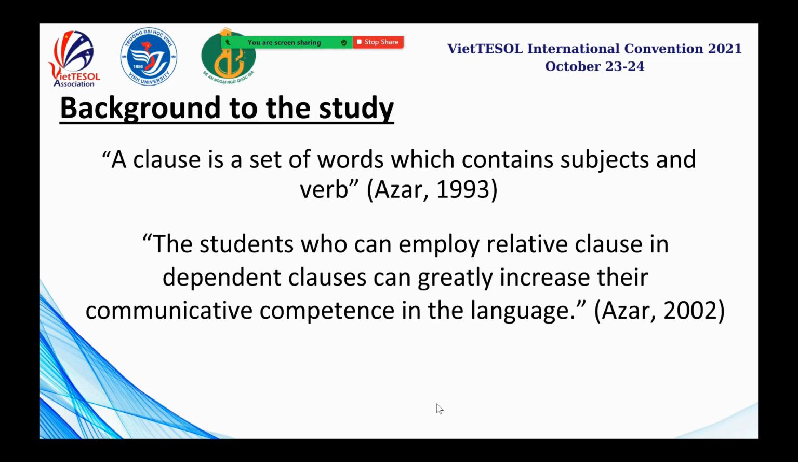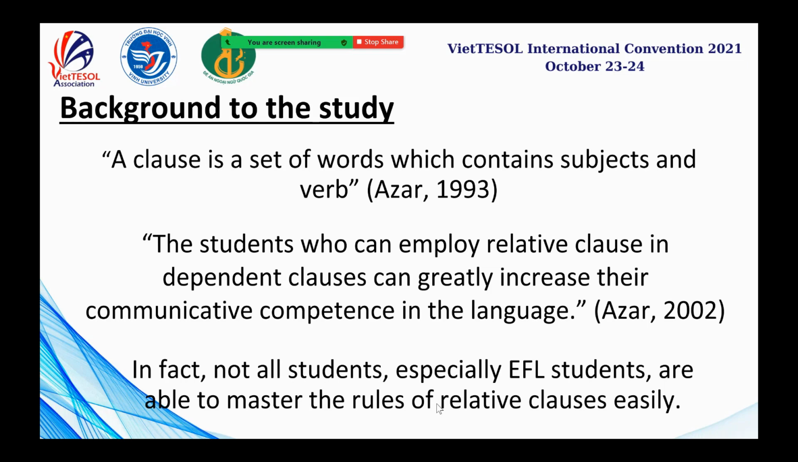is an essential item to understand because it concerns a clause or sentence that plays an important role in a language. And he also said that if students understand the relative clause well, they will avoid misunderstanding about the sentences that they read. As a result, he stated that students who can employ relative clauses in dependent clauses can greatly increase their communicative competence in the language.